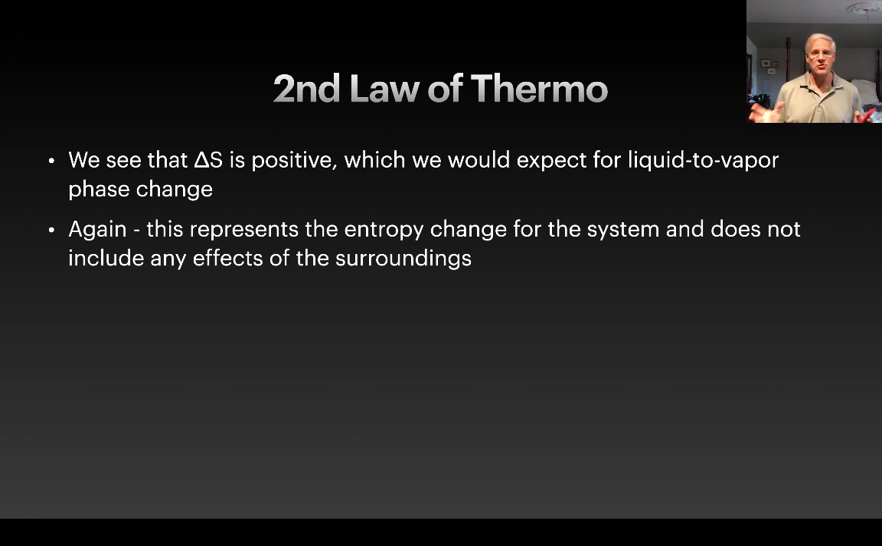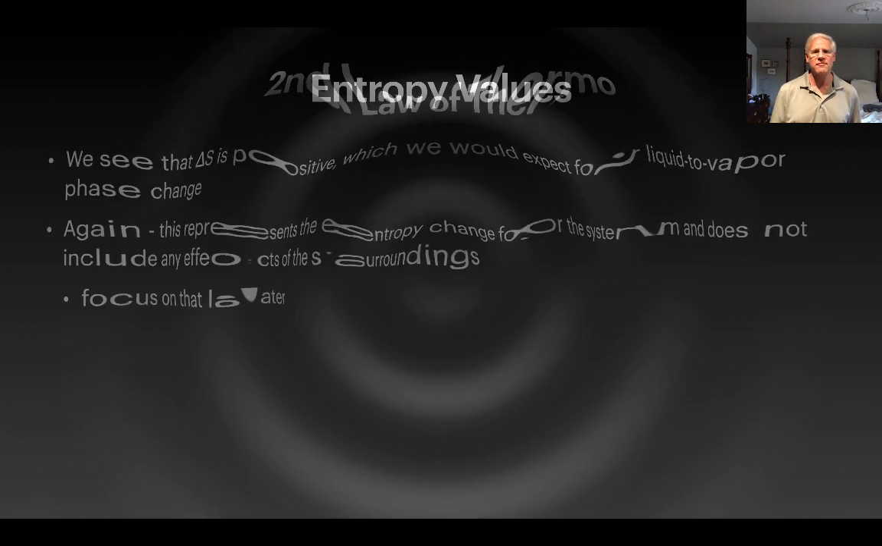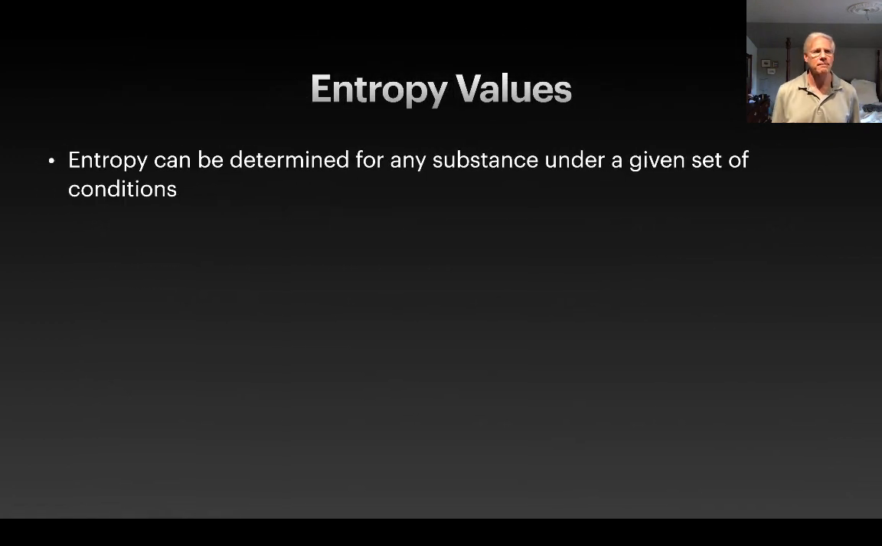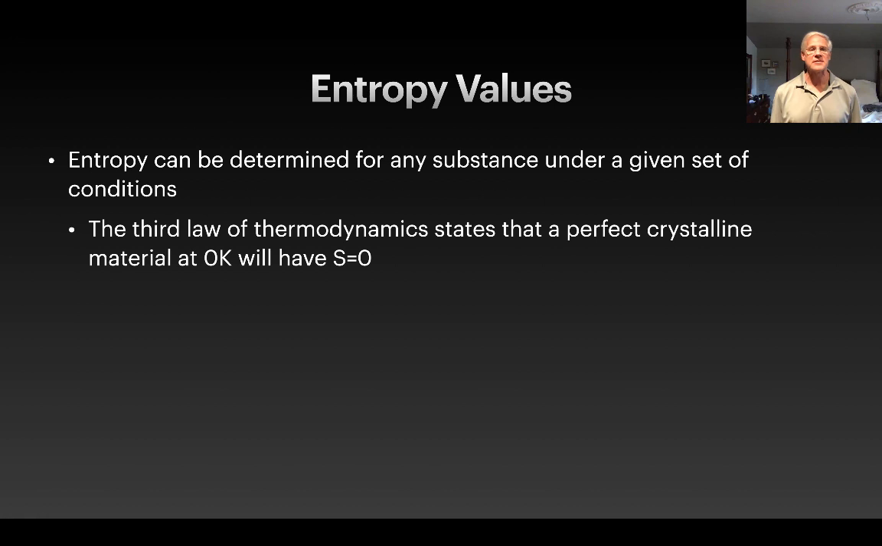It doesn't do that. So that was for the system only. Now, again, we're going to focus on surroundings a little bit later. Now, when we are looking at entropy of an individual substance as opposed to a process, we can determine the entropy for that substance under a set of given conditions. And so once again, we are going to use our idea of standard conditions, but we are also going to have to set some baseline for our value of entropy.